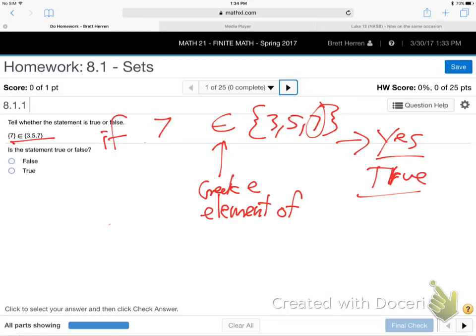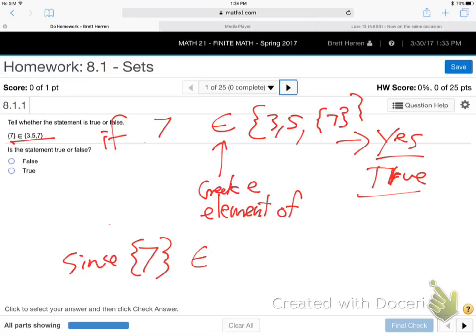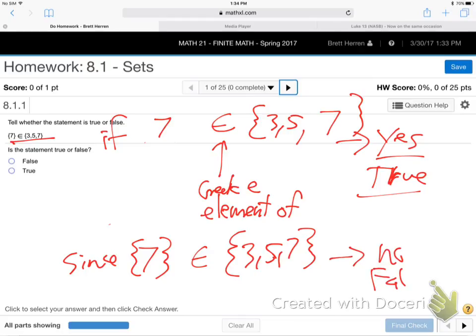But since they're actually saying the set containing 7, the only way you'd have that is if you actually had the set containing 7 as one of the members of the bigger set. You'd have to find a set within a set for that to be true. Since they put normal 3, 5, and 7 on the other side, they did not put a set containing 7. The answer is no, false. That's a weird one, and so picky. Not going to be that picky on the test.